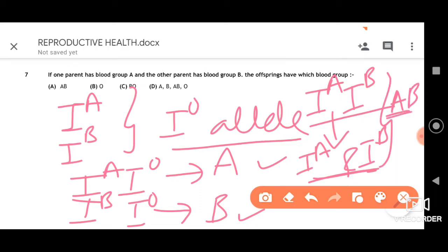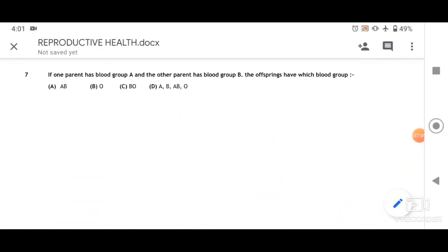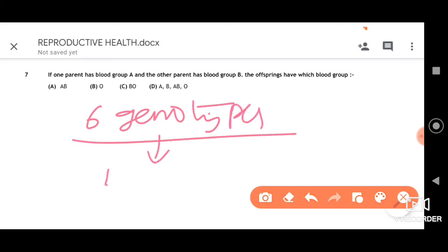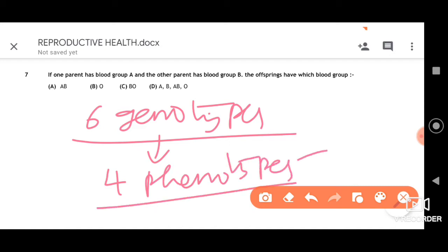So dear friends, those 6 genotypes which we have already explained, you can make note of that as well, will give rise to 4 phenotypes. The 4 phenotypes are what? That is A, B, AB as well as O blood groups. I told you AB is possible because of codominance, and if IA is present, that will give rise to A blood group, or if IA IO is present also, that will give rise to A blood group, because IA is dominant over IO.